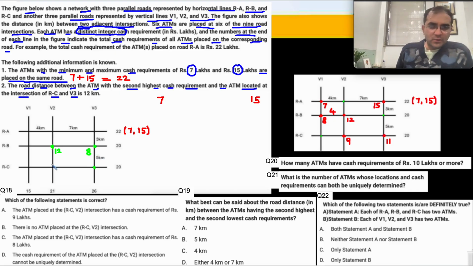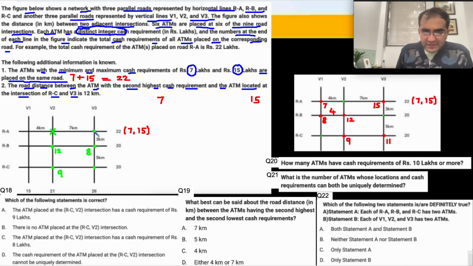ठीक है. नाउ वॉच. 12 plus 9 is 21. 9 cannot come here because इस लाइन में तो 7 and 15 आने वाले हैं. So that means 12 के साथ 9 इधर आएगा. 12 के साथ 9 will come over here. ठीक है. And that means यहाँ पे ATM अब नहीं है because the only options available are 7 and 15. ठीक है. Now 7 and 15 को यहाँ पे रखना है.